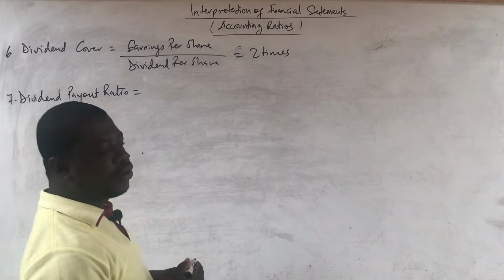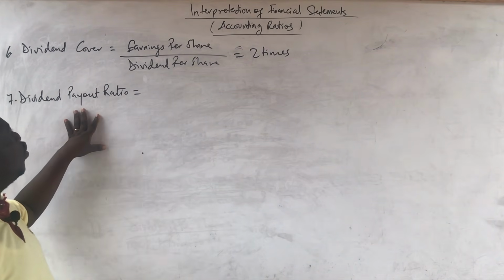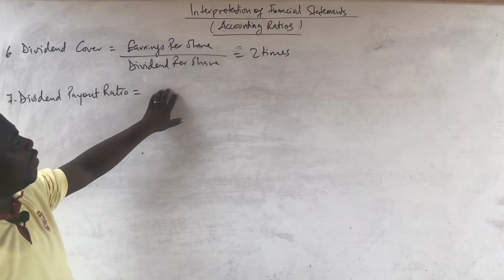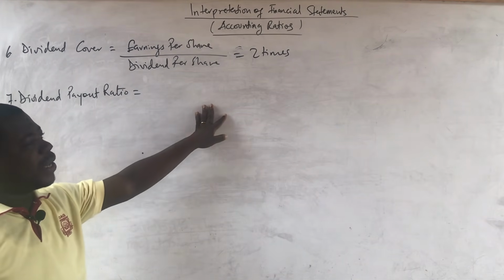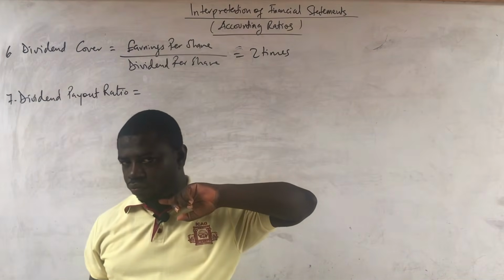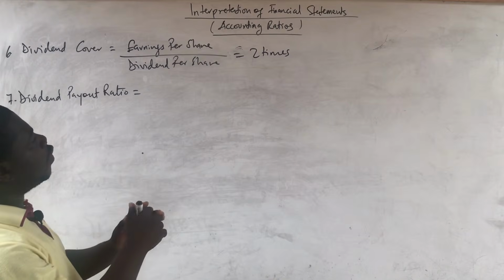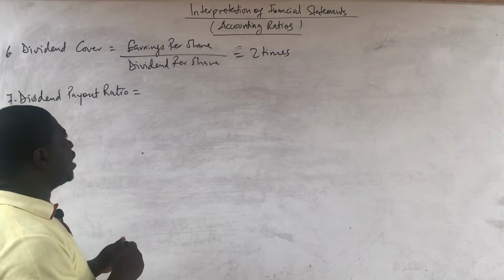The dividend payout ratio. Now, you see, that is also going to be a turnaround. That is going to be the dividend per share over earnings per share times 100. Very, very important. We want to look at what is the percentage of earnings that we pay out. And I mentioned that earlier.